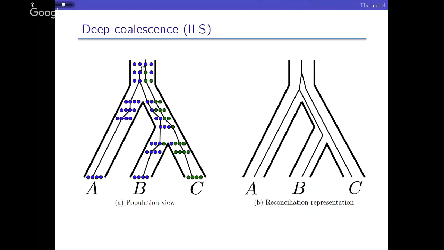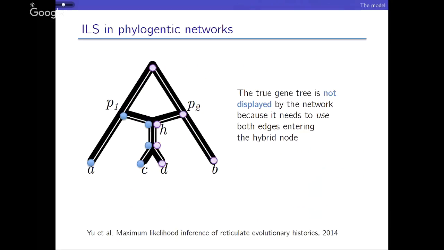That happens when the species network is a tree, and it happens also when the species network is actually a network. So here is an example: when we have ILS at the moment of the hybridization, we may have an allele coming from the parent on the left, and an allele coming from the right. And you can see that here the true gene tree is not displayed by the network because we are using both edges that are entering the hybrid node. And if you remember, we had this switch on, switch off stuff, and so we can actually use only one edge entering the hybrid node at a time.